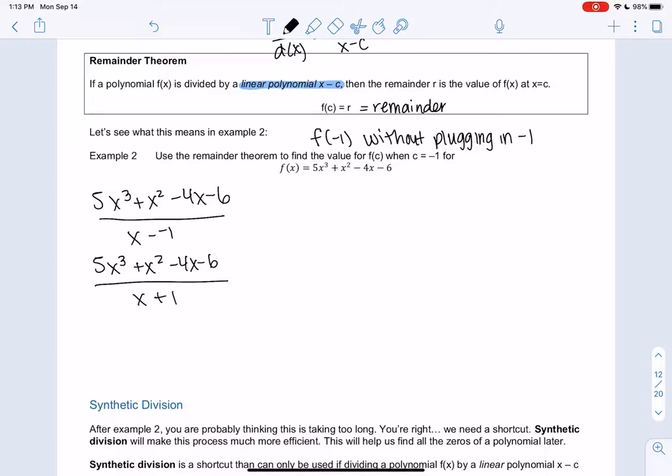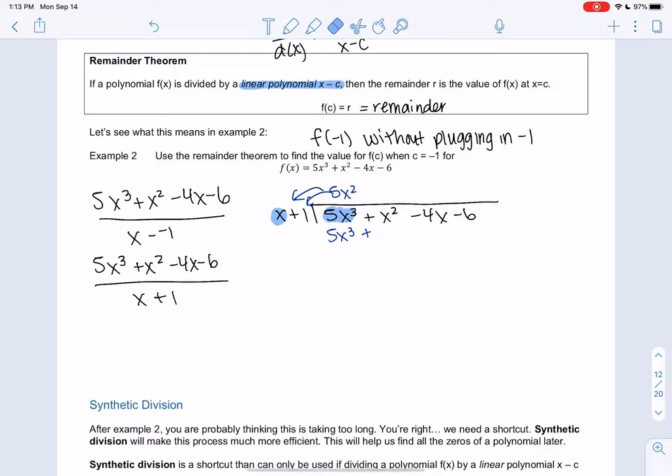So we'll go ahead and do long division. x plus 1 goes on the outside, and then the function goes on the inside: 5x cubed plus x squared minus 4x minus 6. All right. So 5x cubed divided by x gives me 5x squared, because I get 5x cubed when I multiply, plus 5x squared, which will go over here. I like to line up like terms.